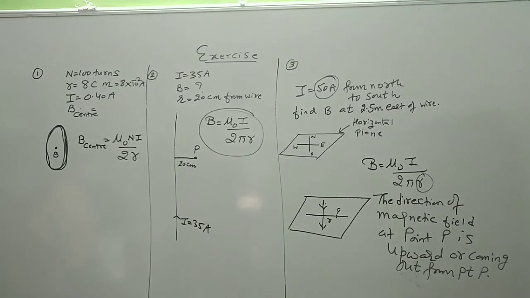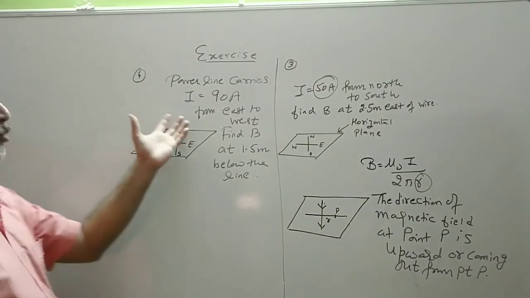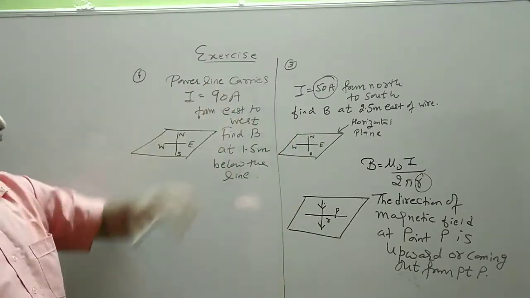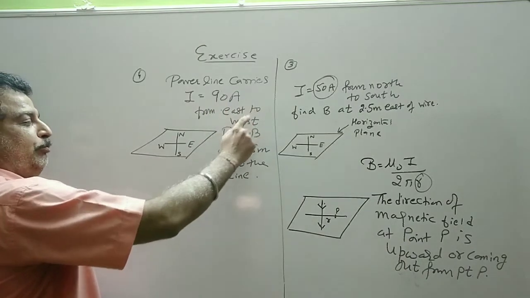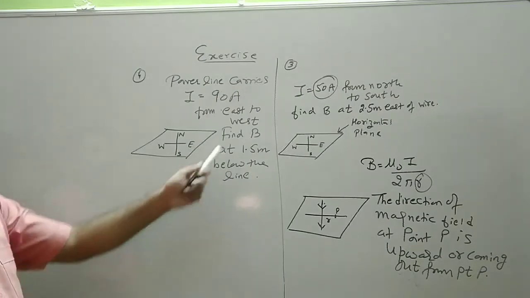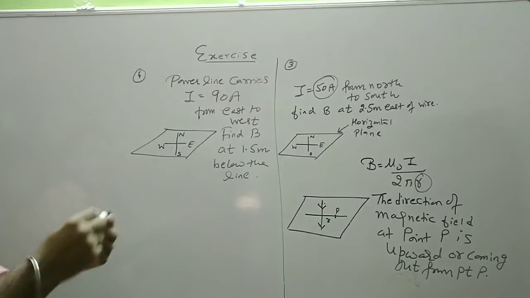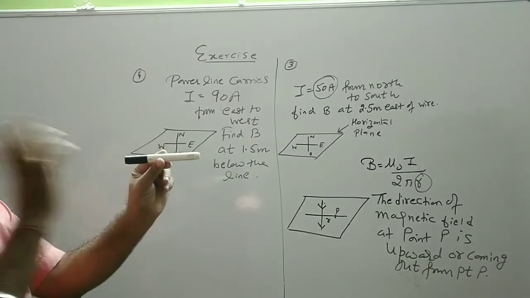So this is question number 3. Question 4 is also similar to question number 3. Now we have a power line which is carrying a current 90 ampere from east to west. Again we have drawn a horizontal plane. Find the B at 1.5 meter below the line. So again, this is north, this is south, east and west.